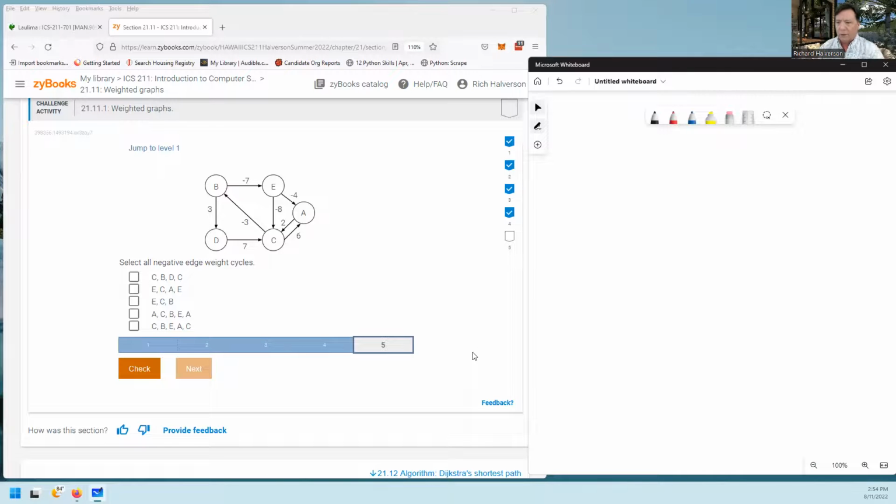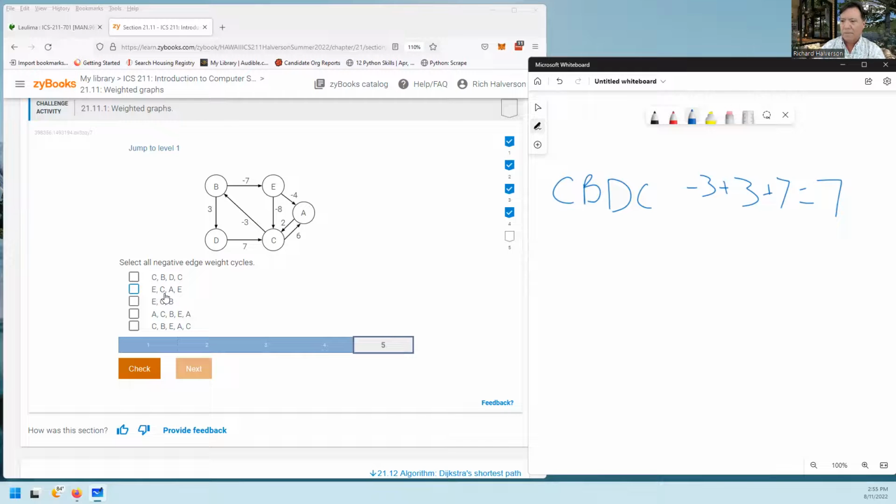The first one is C to B, which is -3. To D, B to D is +3. C to B, B to D, and then back to C again. D to C is 7, and that equals 7. So it is not a negative edge weight cycle.